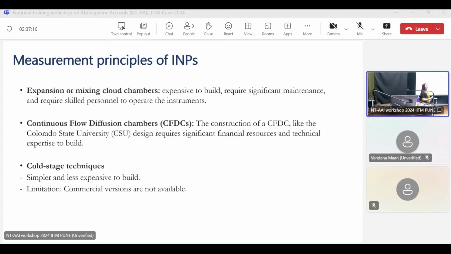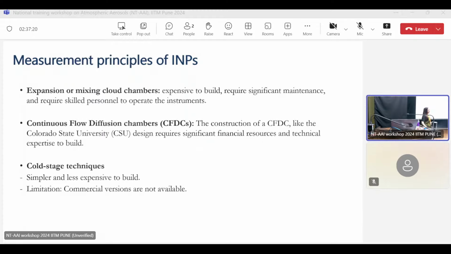And the third is the cold stage technique category. In cold stage, these are relatively simpler and less expensive to build. Well, the limitation of cold stage instruments is that some groups all over the world have this cold stage instrument and are doing the measurements, but there is no commercial version available of these cold stage instruments. So these are the three categories under which we can divide the measurement instruments for INP.